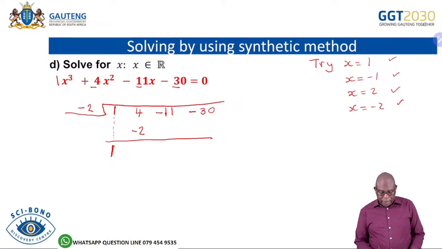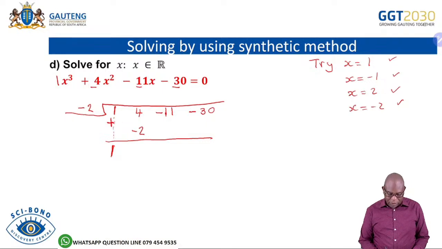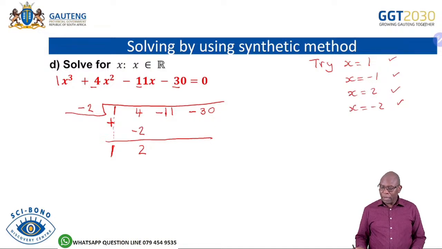Now, in this case, I don't subtract, but I add. So 4 plus -2 will give us a +2. Now if I multiply the 2 by the -2, I'm going to get a -4. Remember, I'm adding, so -11 plus -4 will give us a -15, and -15 multiplied by -2 will give me a +30. If I add -30 plus 30, I'll get a 0, and this is our remainder, which means that it is a factor, so I'm fine with it.